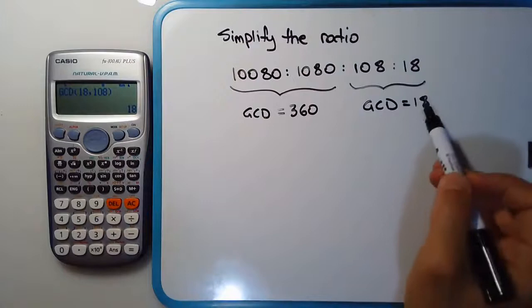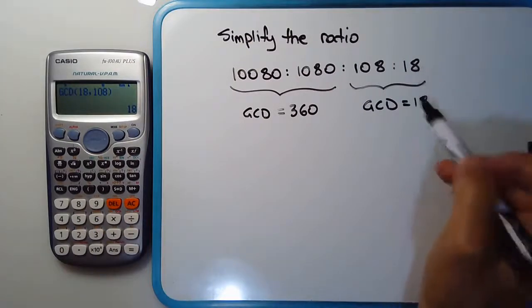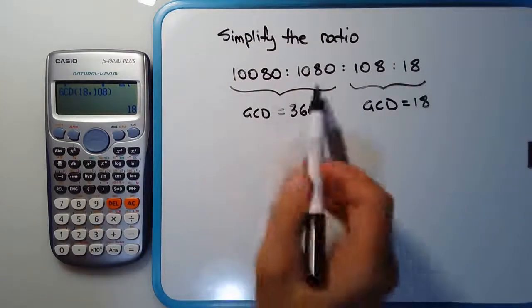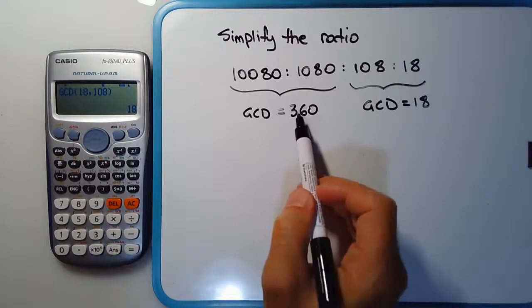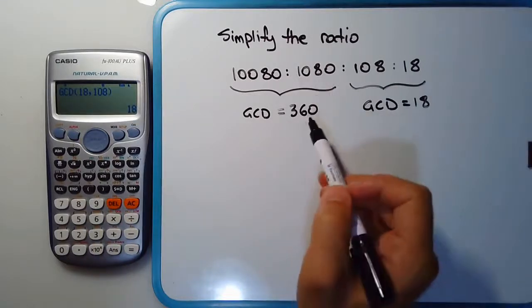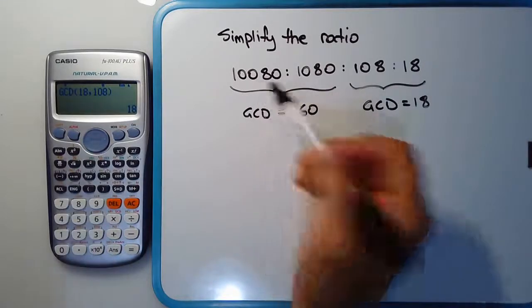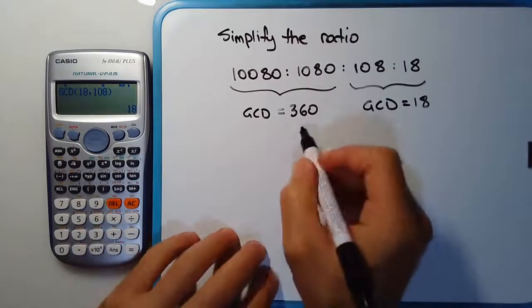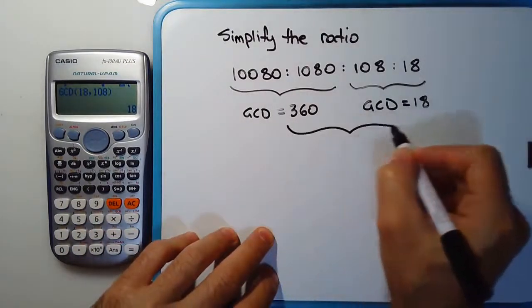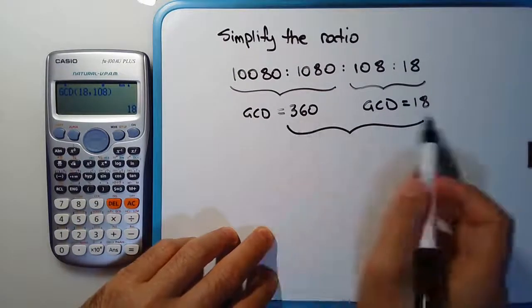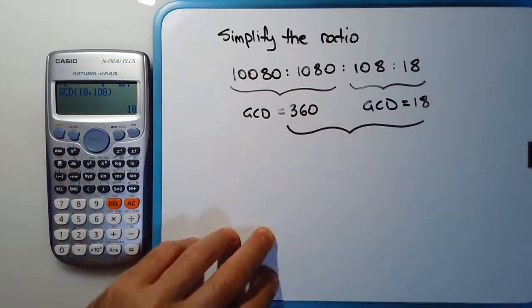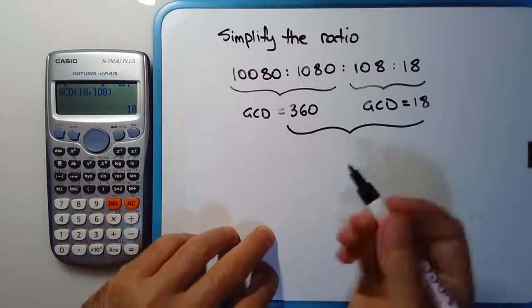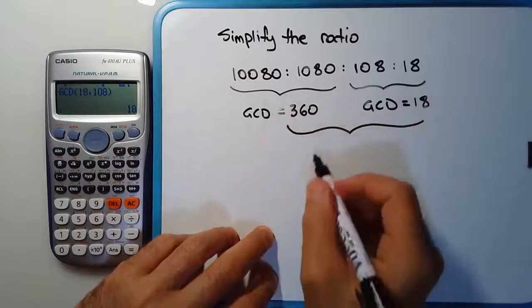In other words, 18 will divide 18, 18 will also divide 108. For the first 2 terms, 360 will divide 1,080, 360 will also divide 10,080. So finally what we need to do is find the GCD of these 2 GCDs we just worked out, and then we'll have found the greatest common divisor of all 4 terms.